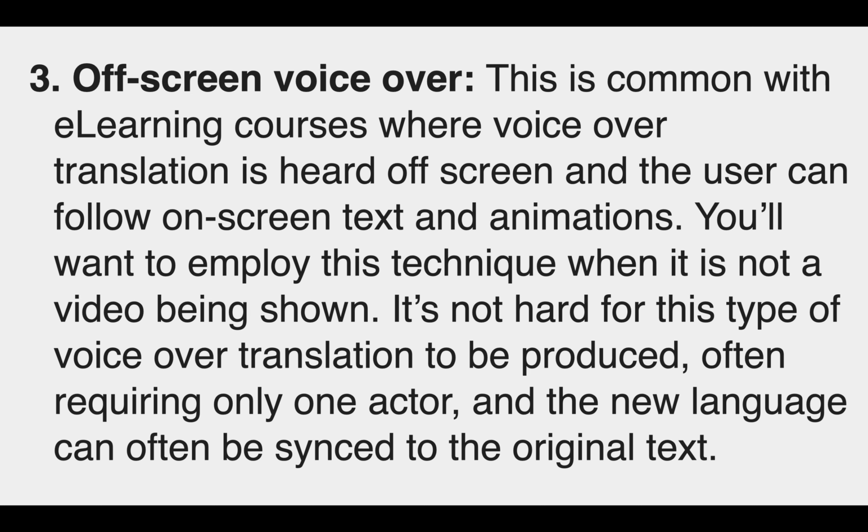So you will want to employ this technique when it's not video being shown. It's not hard for this type of voiceover translation to be produced, often requiring only one actor. And the new language can often be synchronized to the original text. So that's why we need only one actor to play this role. Why? Because there are not many speakers, but for lectures and courses, this type is very beneficial.